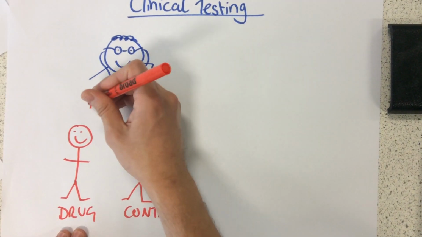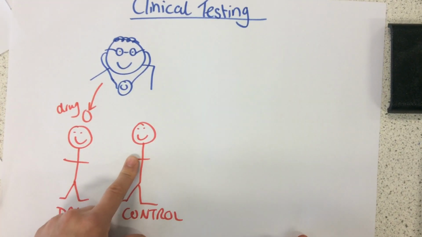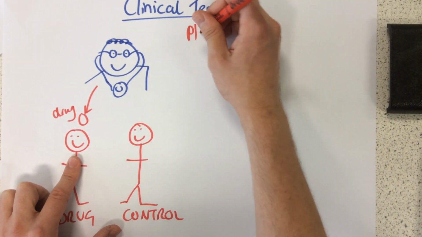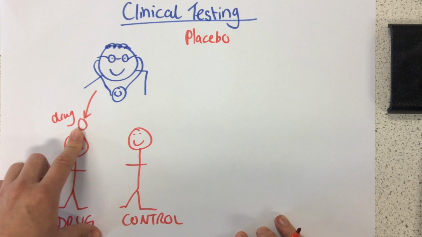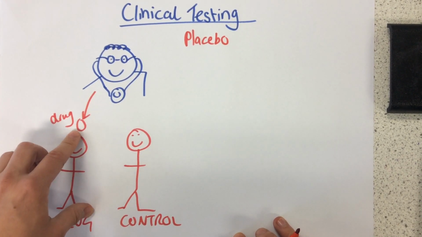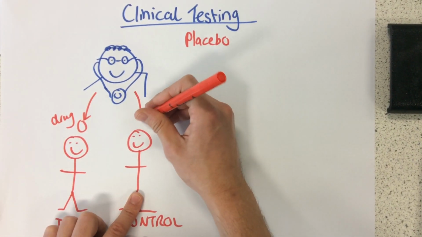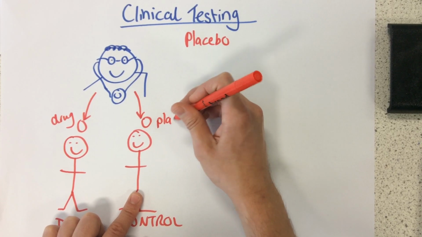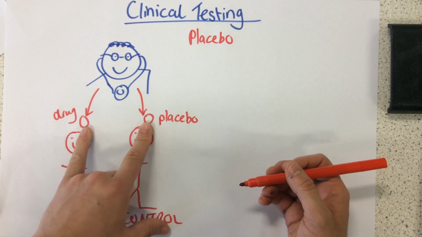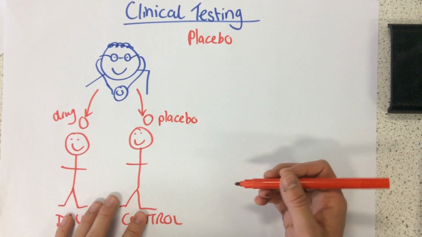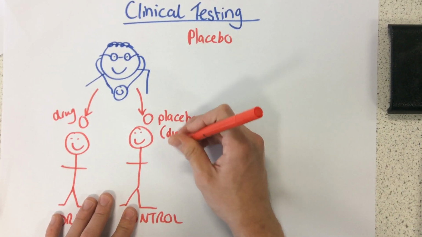However, we can't just give the drug to the drug group and nothing to the control group because of this thing called the placebo effect. Now, what the placebo effect is, this person might just think they're getting better because they've taken something. It's like a psychosomatic effect. So what we do is we give this person in the control group a placebo. So we give them a pill that's just like this drug. It tastes the same, it's sugary, the same size, everything like that, but it doesn't have the active ingredient in. So a placebo is like a dummy drug.